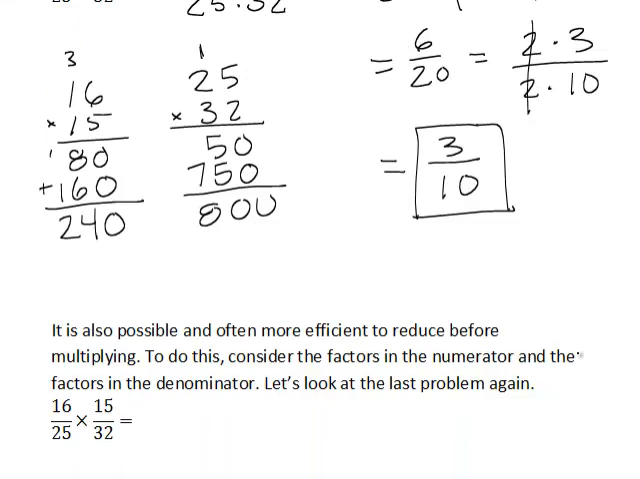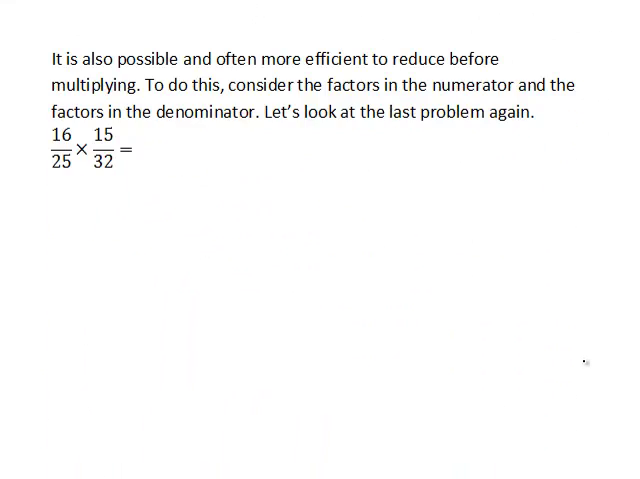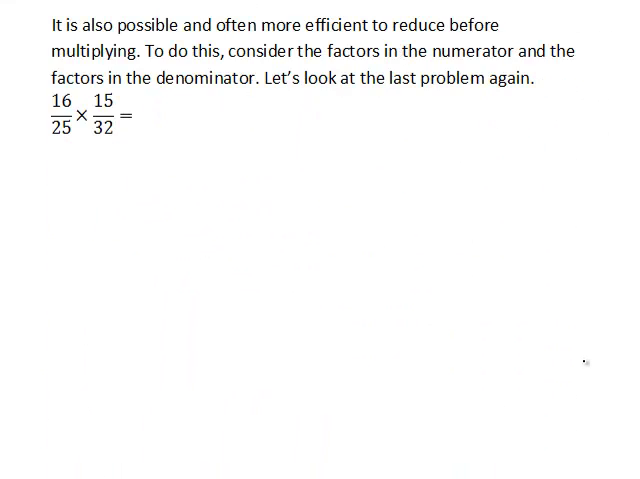Okay, we're getting the idea now, aren't we? So it is possible and often more efficient to reduce before multiplying. To do this, consider the factors in the numerator and the factors in the denominator, and see if we can find any ones to cancel before we get started. Okay, so let's look at this again.